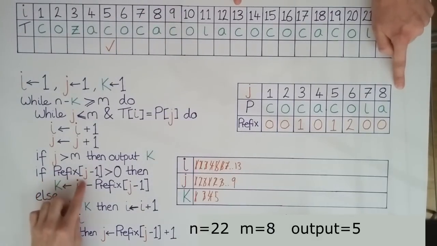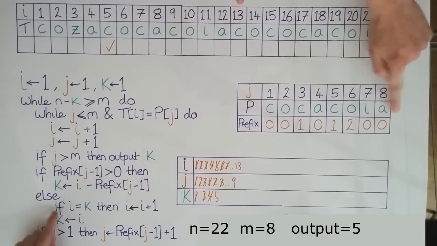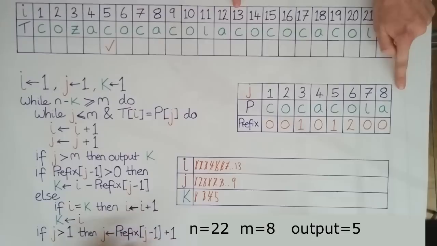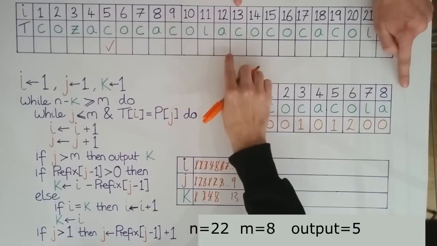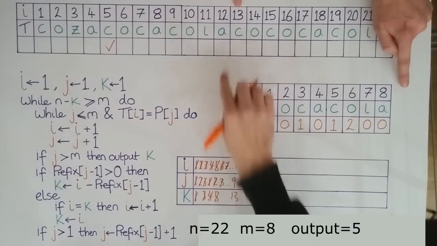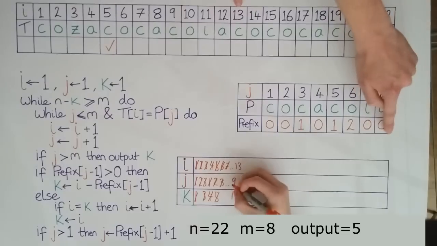Now, if the prefix of 9 minus 1, which is 8, is greater than 0, now this isn't true, and i does not equal k, so k is set to i. Doing this allows us to skip this whole string and start looking for another pattern match from this point. j is greater than 1, so we set j to the prefix of 8, which is 0, plus 1, making that 1.